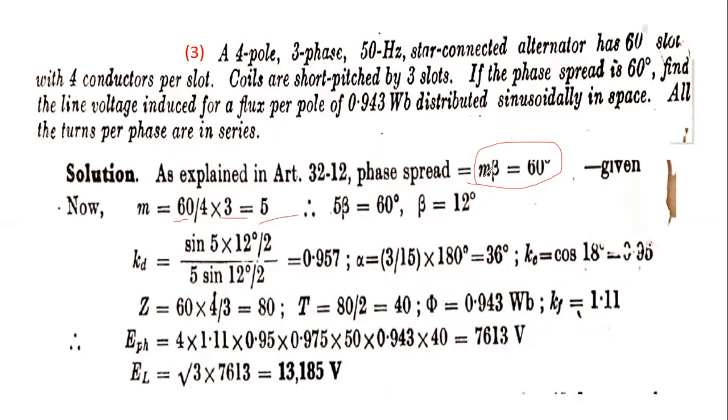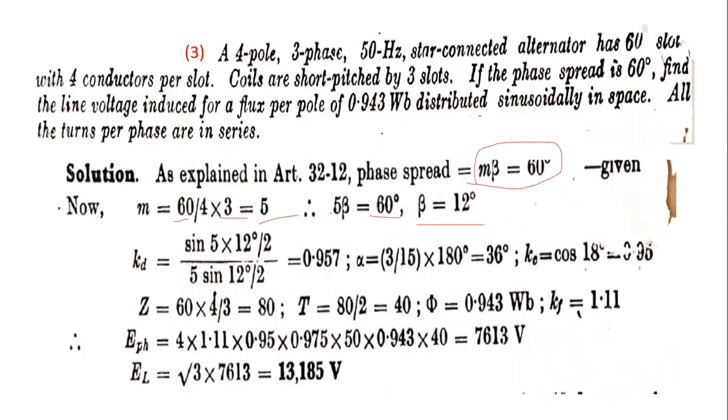When substituting this m value in the given equation, that is 5 beta is equal to 60 degrees. Then we calculate beta, that is equal to 12 degrees. Clear up to this? In this case, phase spread means m beta.